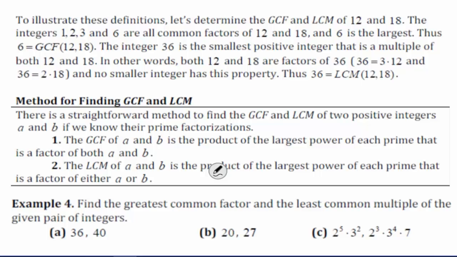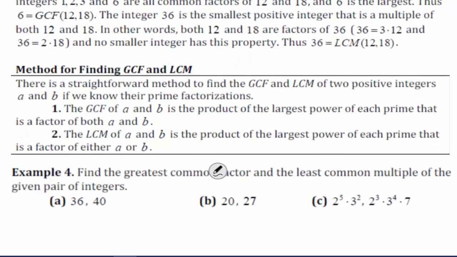Alright, so we have our methods here to find them. For the greatest common factor, you can do the prime factorization and see what they have in common, and that would be your greatest common factor. For the least common multiple, using the prime factorization, you take the largest power of each prime that is in either one of those two numbers, and you multiply those all together. So let's take a look at an example here.